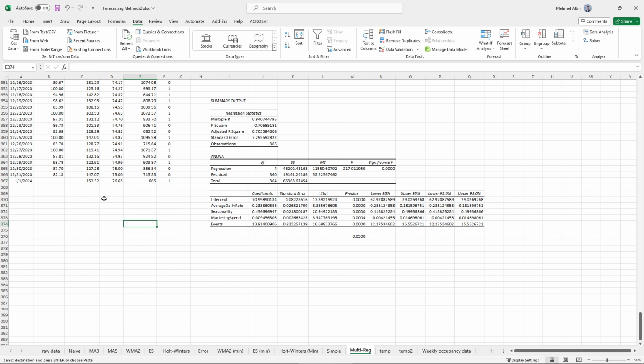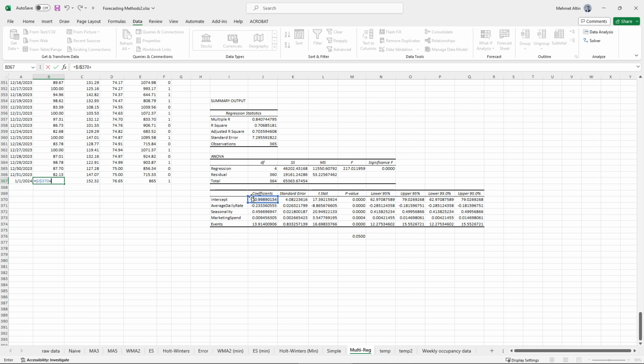Okay, so what we are saying here is, if the average daily rate is 152.3, seasonality is kind of considered high, 70.65, you spent about $865 for the marketing, and there is some kind of event going on, what is the occupancy rate going to be? That's the thing we are trying to consider. We say equal, we got the intercept. Okay, let's hit the F4.